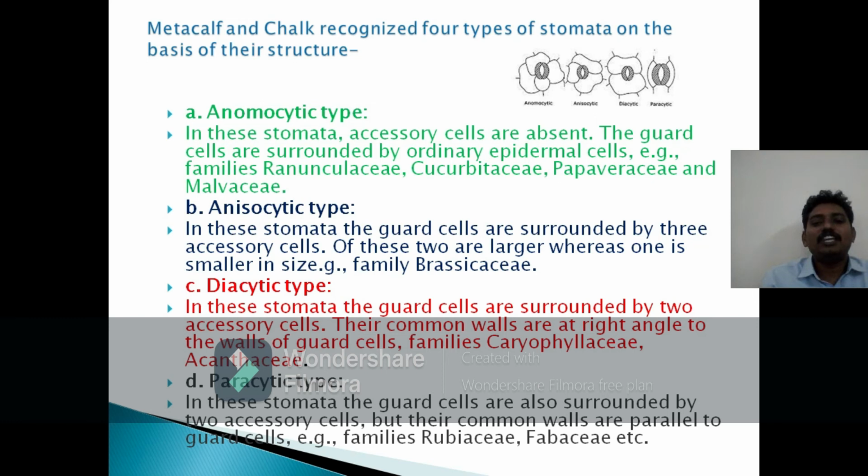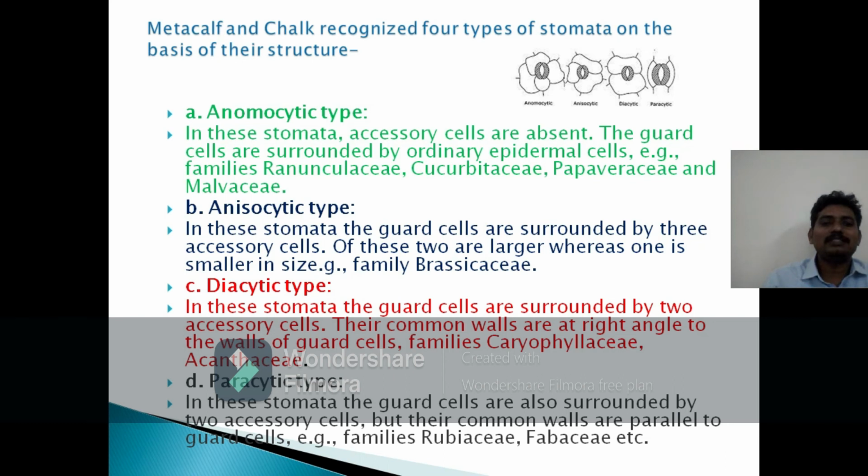Of these 3 cells, 2 are larger while one is smaller in size. So here there are 3 surrounding cells. The guard cells are surrounded by the 3 accessory cells, 2 are large cells and 1 is a small cell. This type of stomata is found in Brassicaceae.